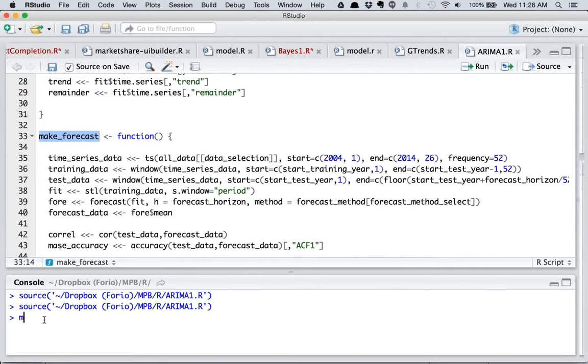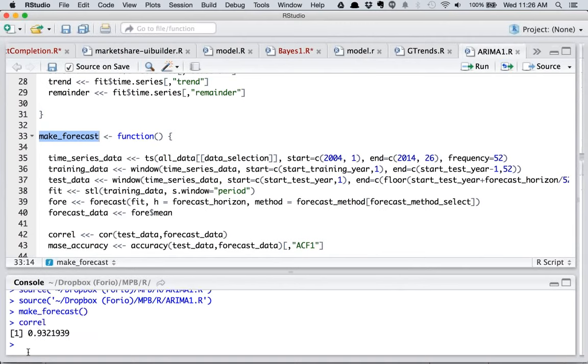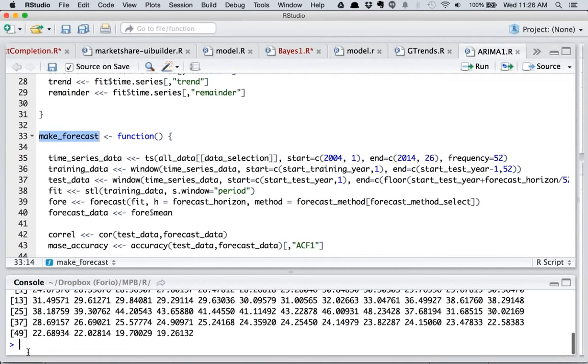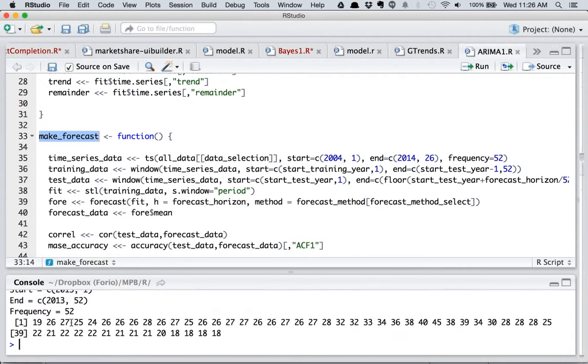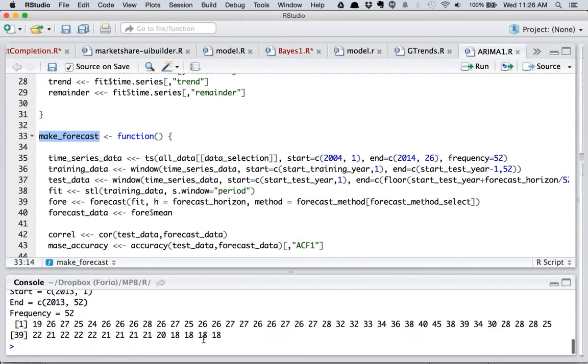And I can expose that down here if I do make forecast, and I'll run that routine, and then I can do, what's the correlation, for example, and I see a correlation come out of this. I can also look at what is my forecast data. So here's a data set that's coming out for the 52 weeks, starting at 24 and ending at 19, and I can look at my test data, which should match that, and I can see that it starts a little bit higher, but ends at roughly the same point. So I'm getting some sense for how this is working.